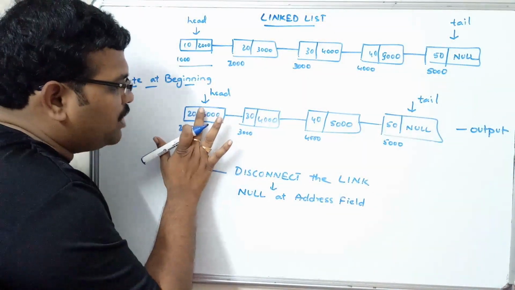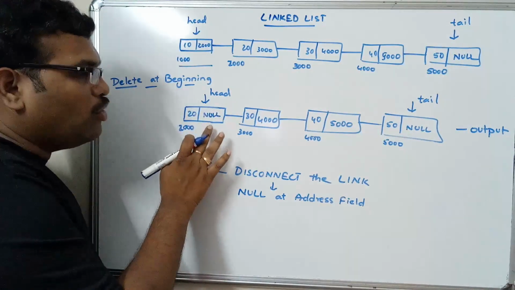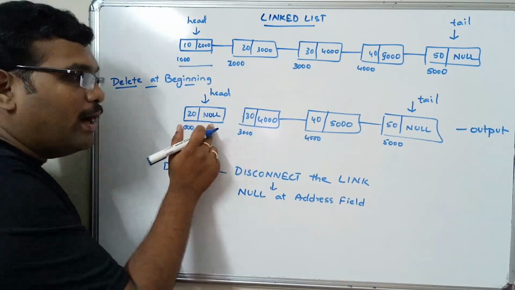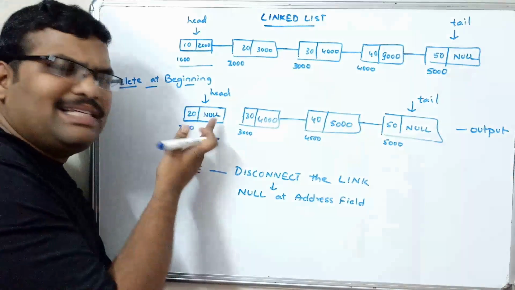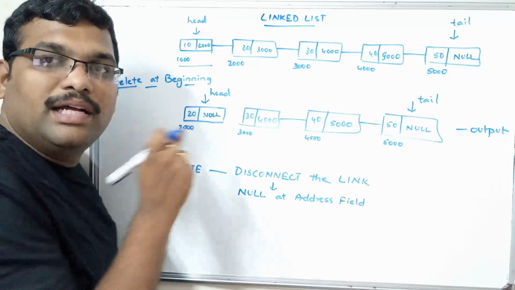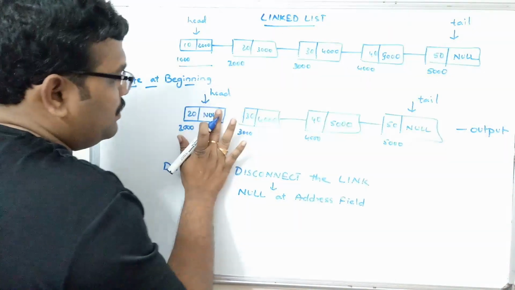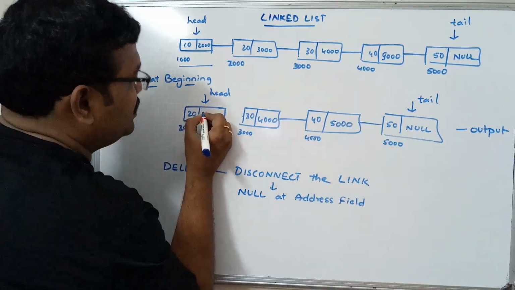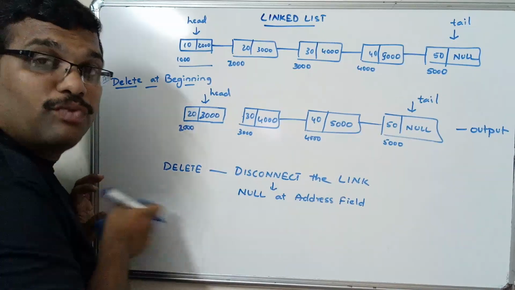So if you observe here, if you place null here, then automatically there will be no link between the first element 20 and 30, because it points to the address of the second node. Here the address is null, so it doesn't point to another node. So automatically this will be a single node. So this is a linked list. In such a way we have to disconnect the link, that means we are deleting the element. We will see it step by step. Hope you understand this, right?